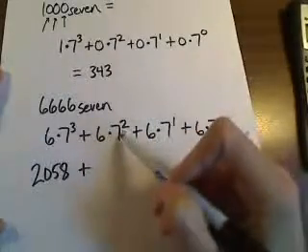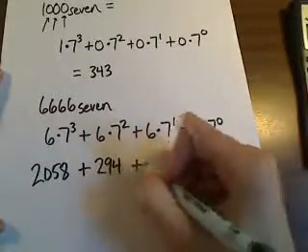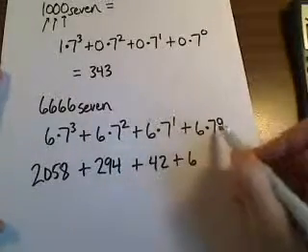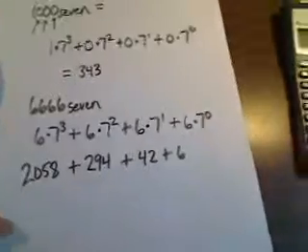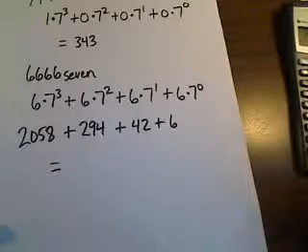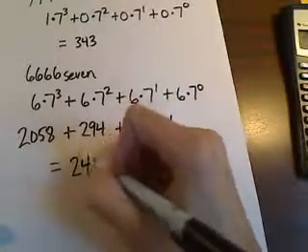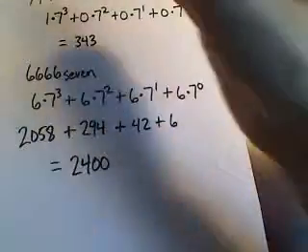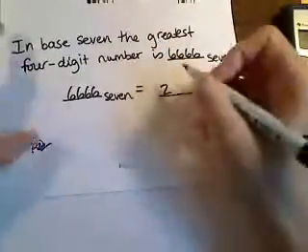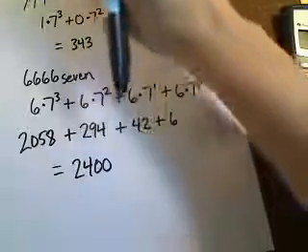This is 49, 7 squared is 49, times 6. It's 294. This is 42. And this is 6. 6 times 7 to the 0 is just 6. Alright, so if we just add those together, the 2,058 plus the 294 plus 42 and 6, you get 2,400. Okay, so to answer their question here, 6666 base 7 is equal to 2,400 in base 10. And that's it for this problem.